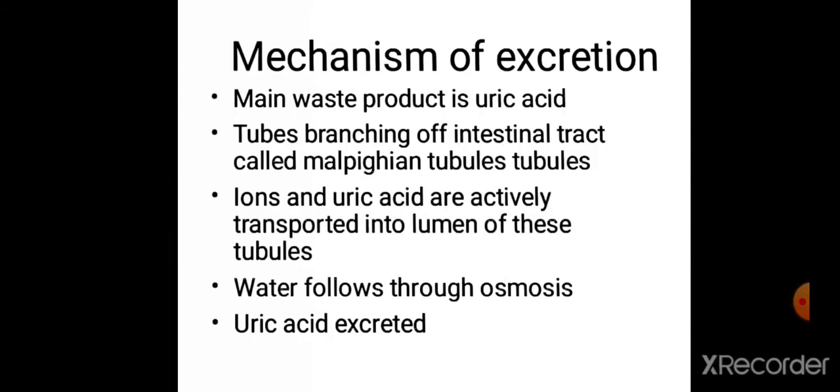Mechanism of excretion: the main waste product is uric acid. Tubes branching off the intestinal tract are called Malpighian tubules. Ions and uric acid are actively transported into the lumen of these tubules. Water follows through osmosis, and finally uric acid is excreted.